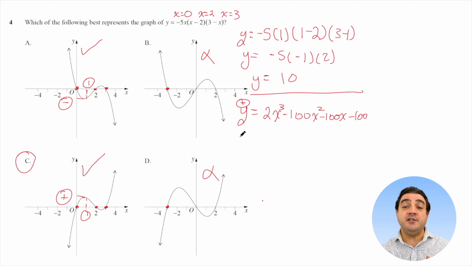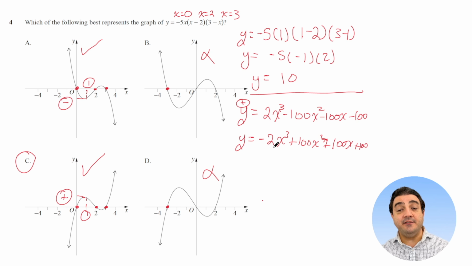If, however, the function was y = -2x cubed + 100x squared + 100x + 100, we say that the function becomes more and more negative as x increases because the leading term sign is negative, and even though we are adding all these other terms, it doesn't matter because x cubed dominates. So here it becomes more and more negative.